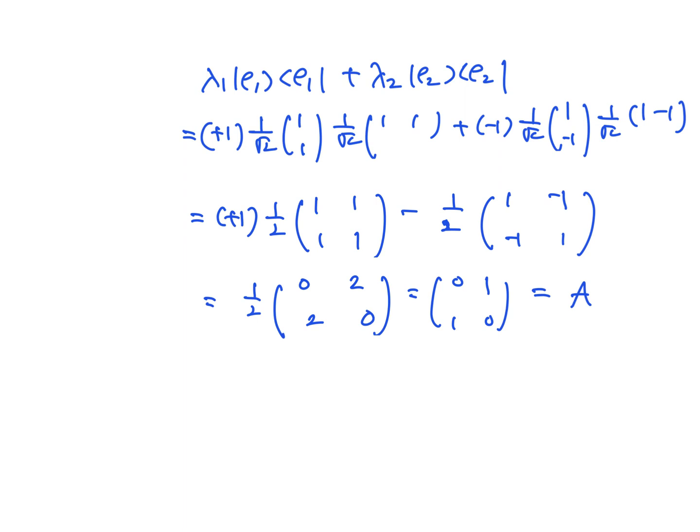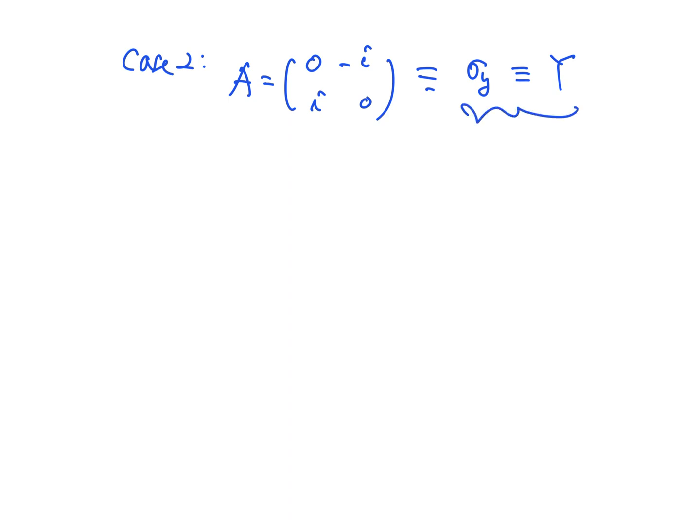Maybe another case. I think two or three cases will be enough to convince you about the spectral theorem. So case 2: A is [0, -i; i, 0], which is sometimes called sigma y. This is again quantum computing notation.